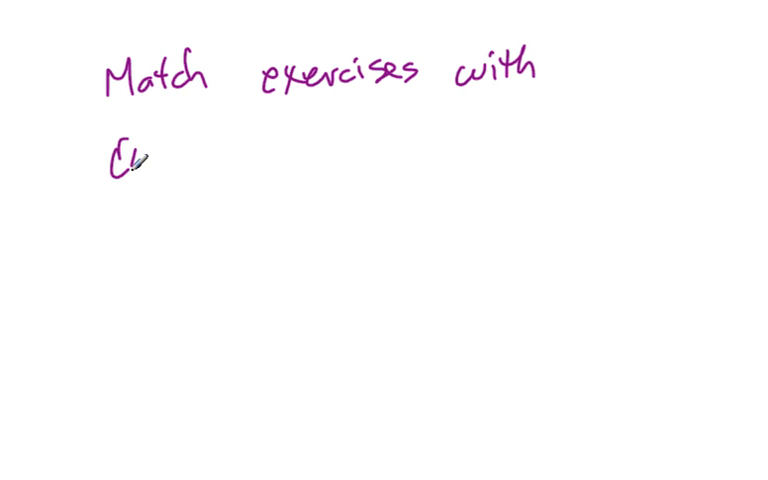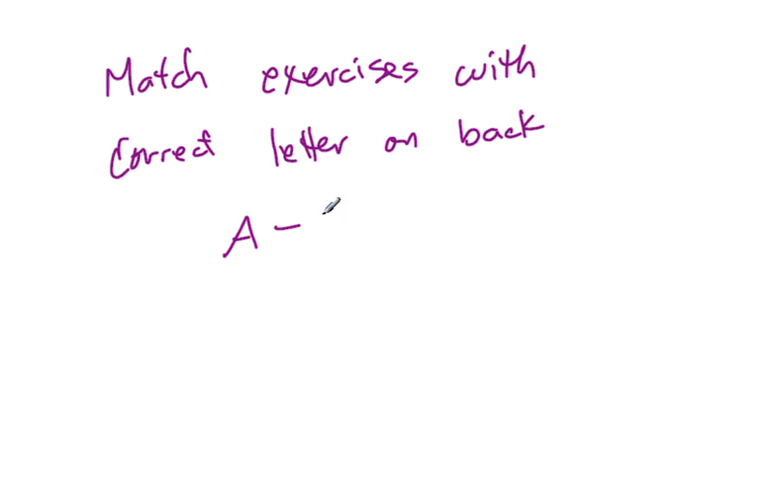So be sure to match the exercises with the correct letter on the back, and our options are A through P, but remember, I never actually use A, so you can ignore that one. And all possible Venn diagrams are actually sitting on the back of that worksheet.